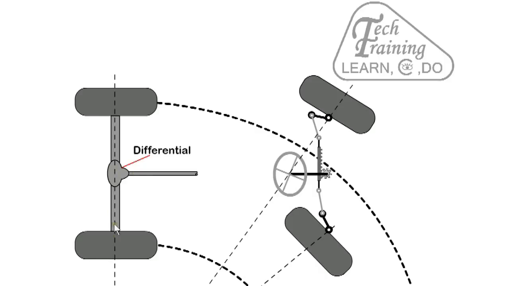The differential transmits power to the wheels, provides speed reduction, and splits the torque between the wheels, allowing them to rotate at different speeds. Some early cars had only one driven wheel. However, the system was not balanced and the driving wheel would spin easily.